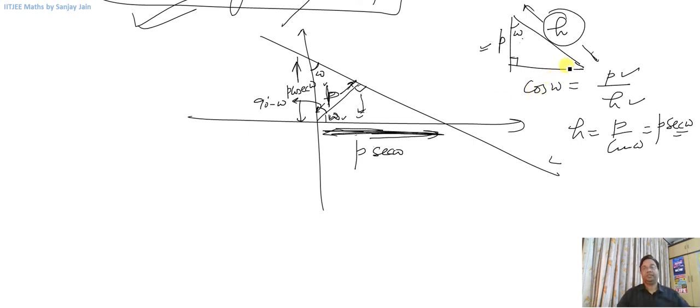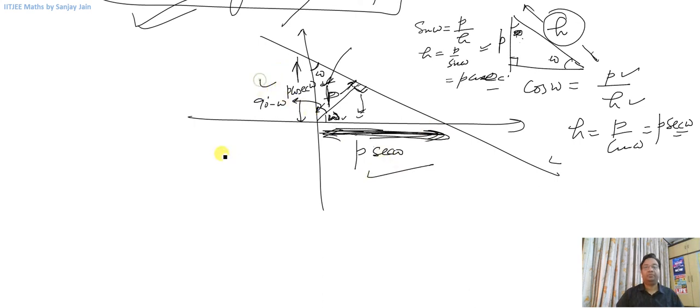It will be p cosecant omega. Why? Because this time this omega is here in this triangle, right? So if I take sine of omega, it will be opposite by hypotenuse. So hypotenuse will be p by sine omega, right? So I can write it as p cosecant omega. I hope you understood this, that if this is length of normal and this is 90 degrees, this is omega, so this length here will be p secant omega and this will be p cosecant omega.